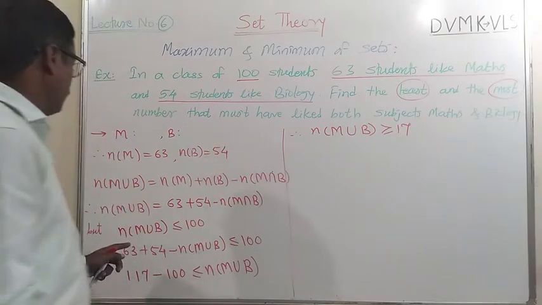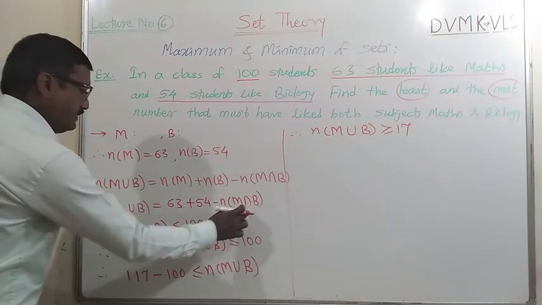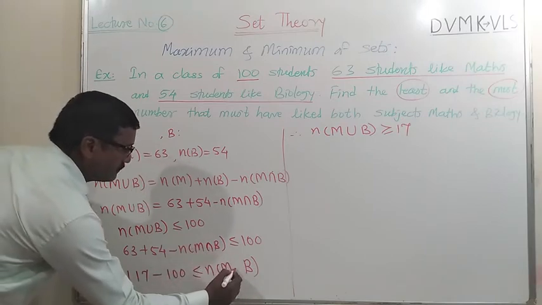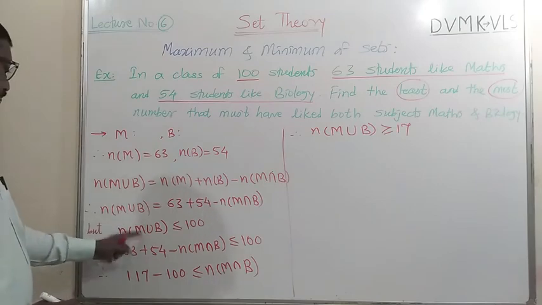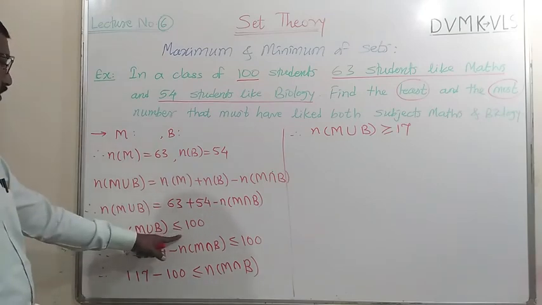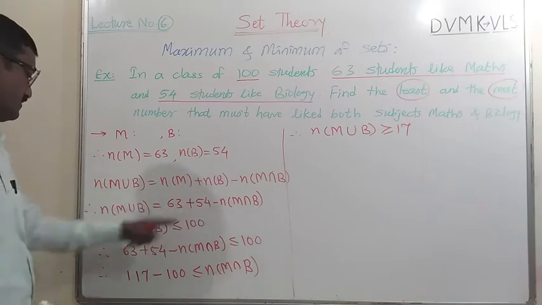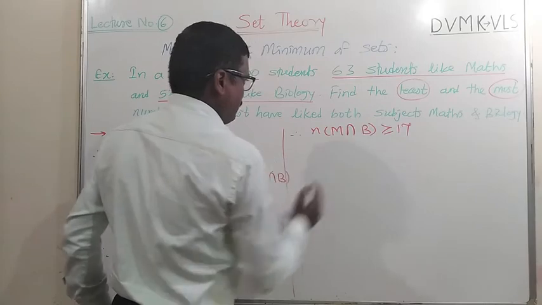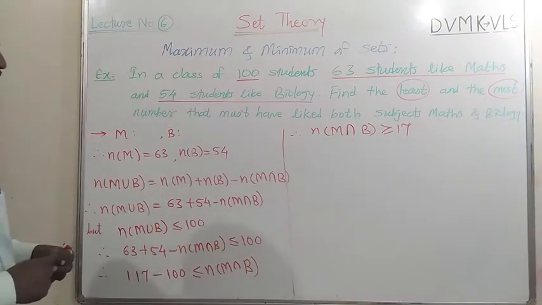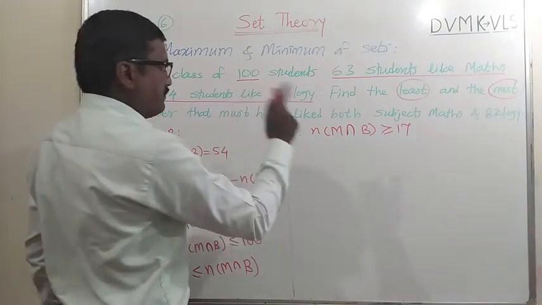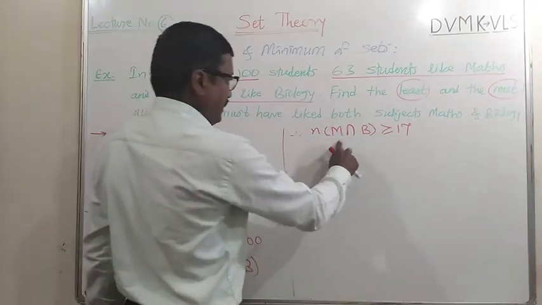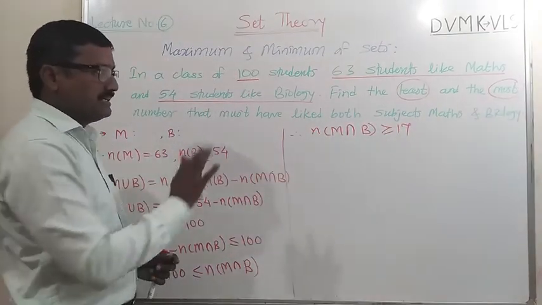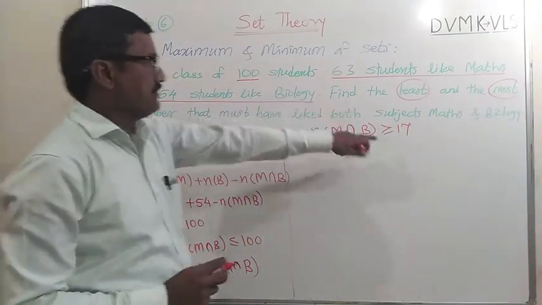Sorry, not union here, intersection should be there, because we are using the number of elements in the union being at most 100 for this inequality, for this expression. So intersection is here, not union. So the number of elements in M intersection B is greater than or equal to 17. It means the number of students who like both maths and biology is greater than or equal to 17, which means the minimum number is 17.